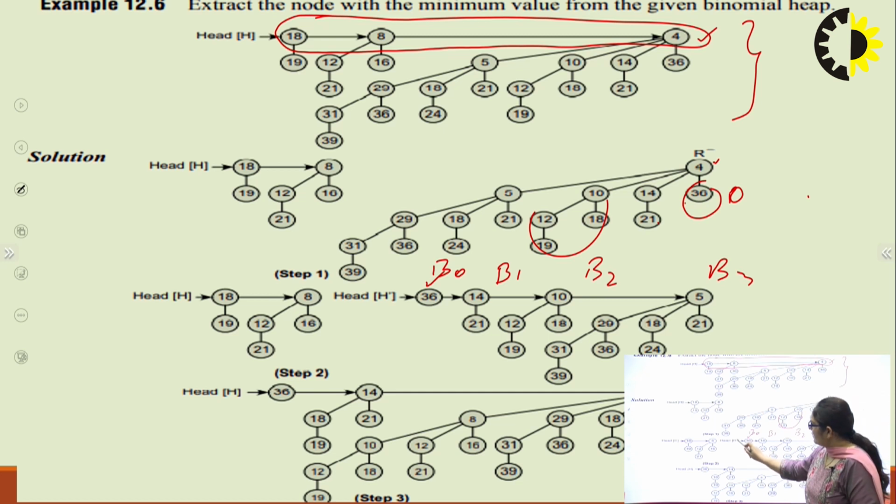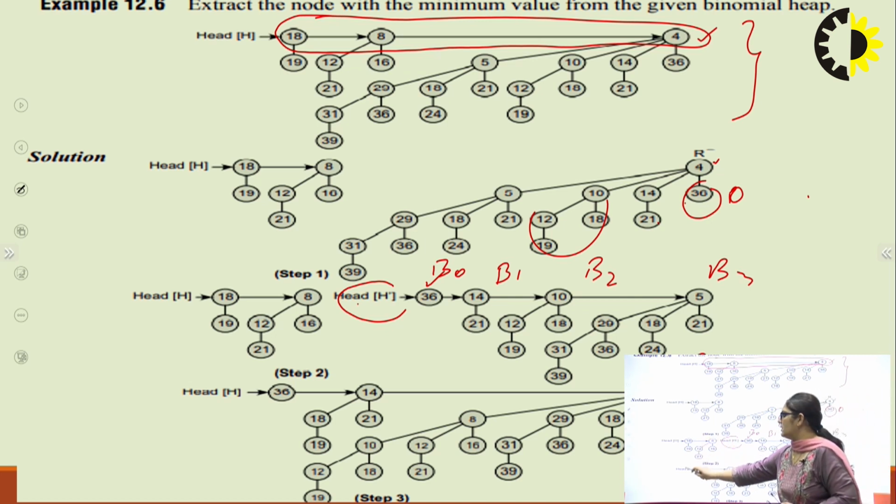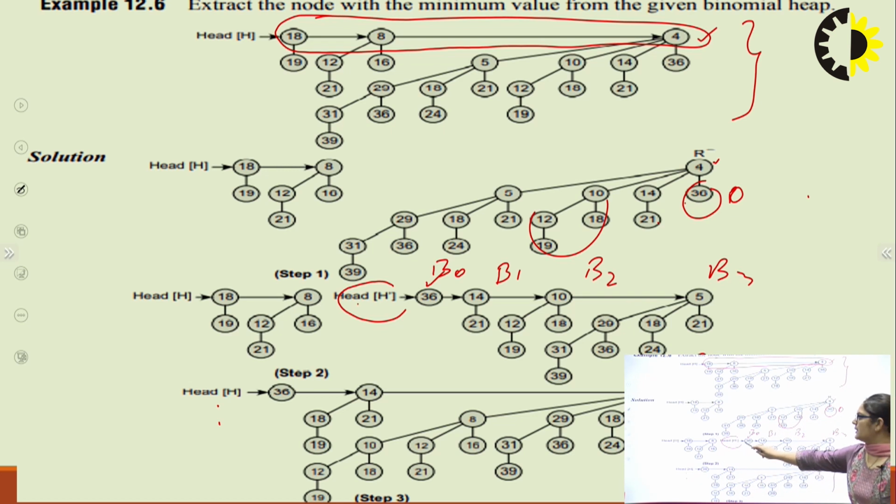And we have to initialize the binomial tree B0 as the head pointer of the new binomial heap H dash. And in the last step, we have to unite both these binomial heaps, the initial binomial heap H and the new binomial heap H dash. After the union operation, this is the final binomial heap.